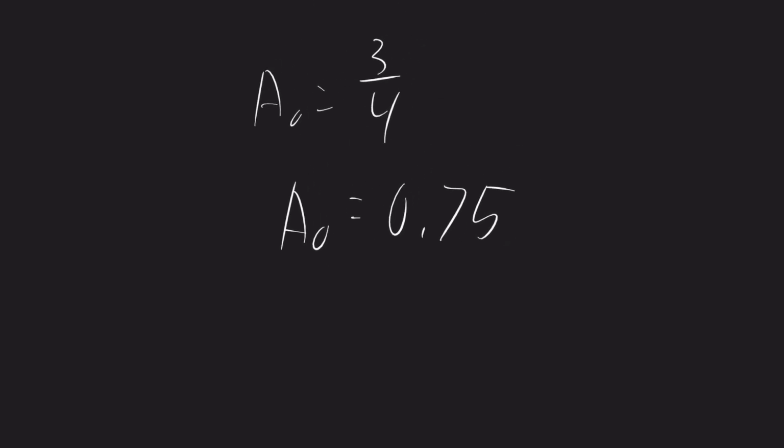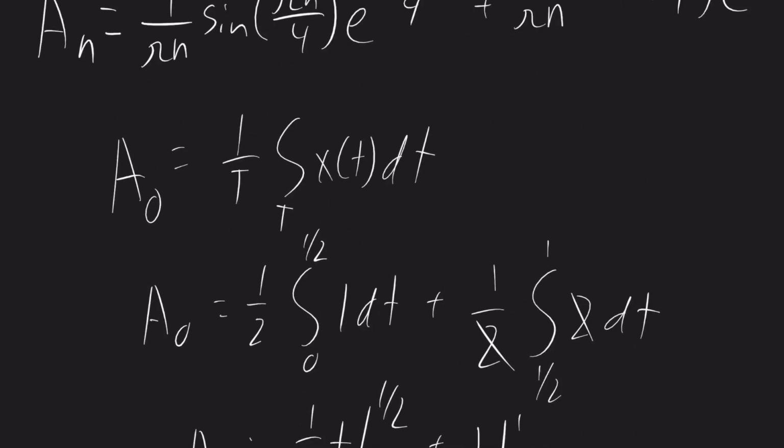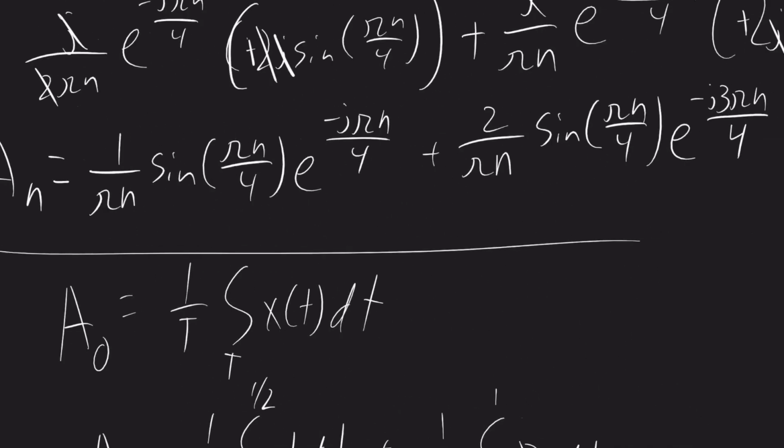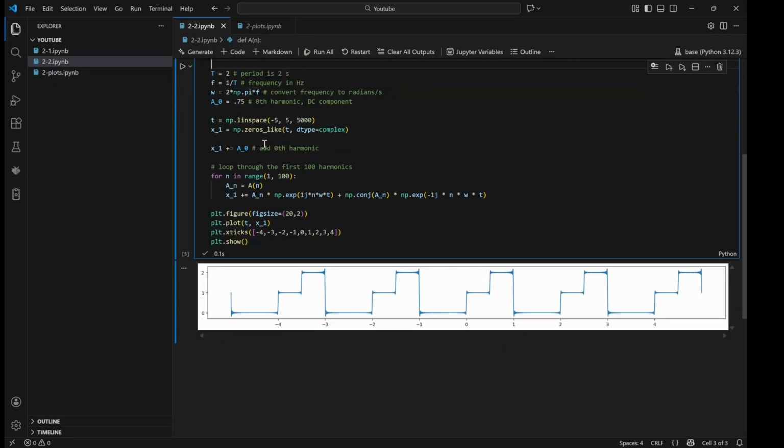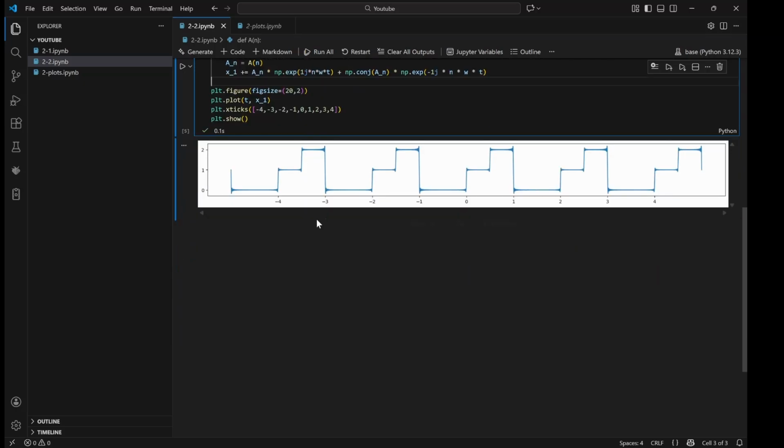Now we can use Python to determine if our coefficient equation is indeed correct. So in Python, I've created a function that uses the equation found in the last step to calculate the coefficient for any given number of harmonic. And I loop through the first 100 harmonics, and I use the Fourier series equation to sum all the cosines and rebuild the original signal. So here's what that looks like.